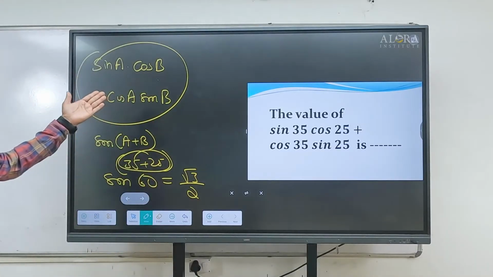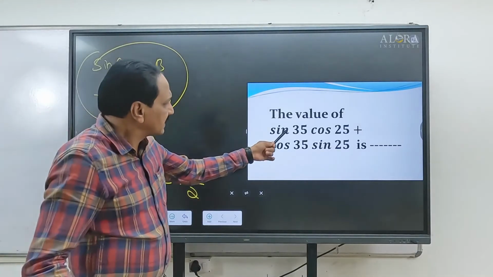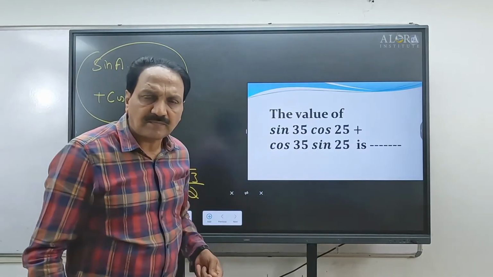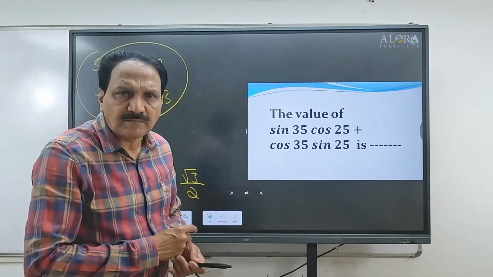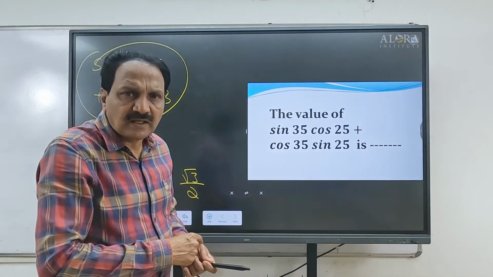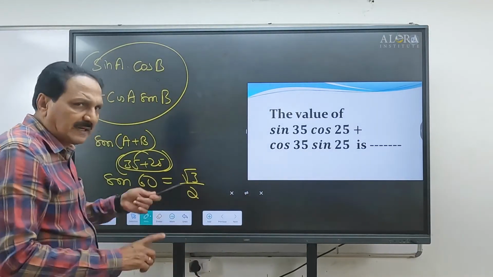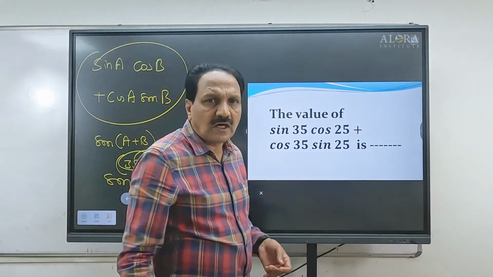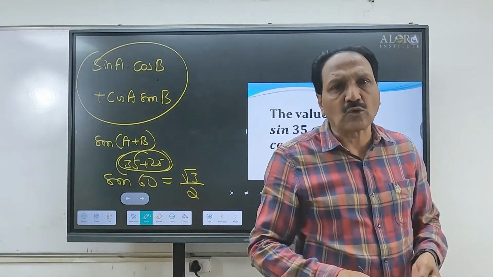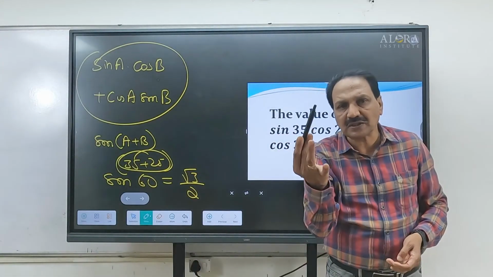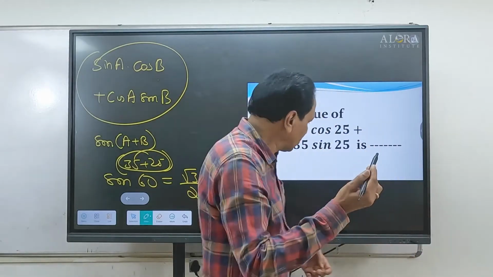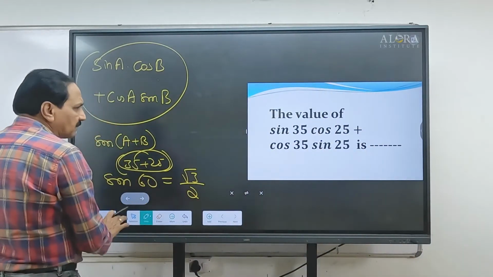Fine. Look at this particular example here. Sin A into cos B plus cos A into sin B, that is the formula for sin A plus B. A is 35, B is 25. So 35 plus 25, 60. Sin 60, what is sin 60? Root 3 by 2. Select the option. Out of the 4 options you have to select root 3 by 2. You need not use the pen at all. Fine guys. Let's go for one more example here.